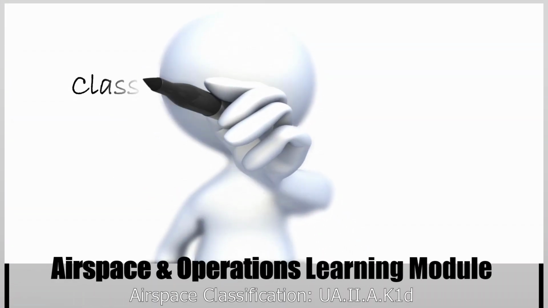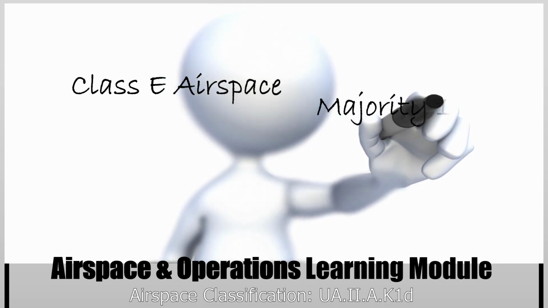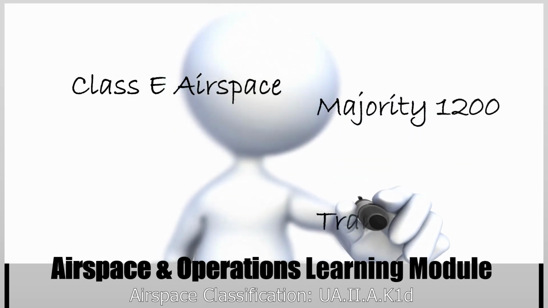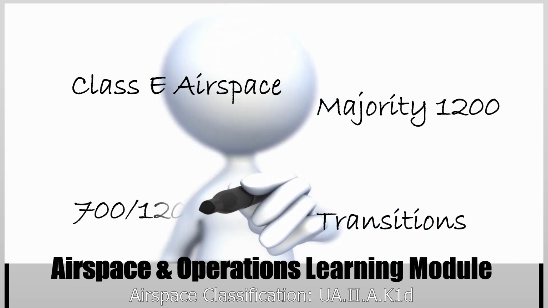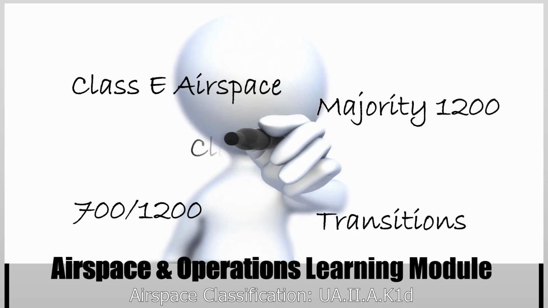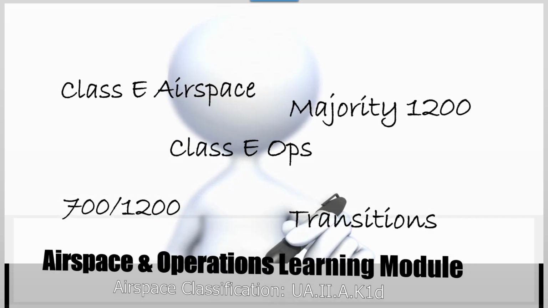Welcome back. In this session, we're going to talk about Class E airspace, and there's a lot to cover. Class E airspace is the majority of airspace that we have in the NAS. We'll talk about standalone Class E and transition areas for Class E, common Class E airspace floors, 700 and 1200 feet AGL, and Class E operations for SUAS pilots.